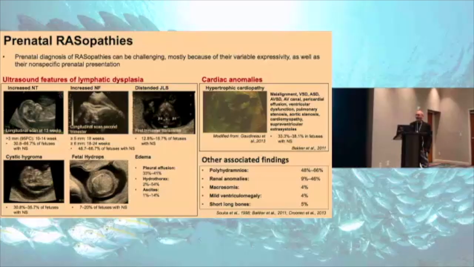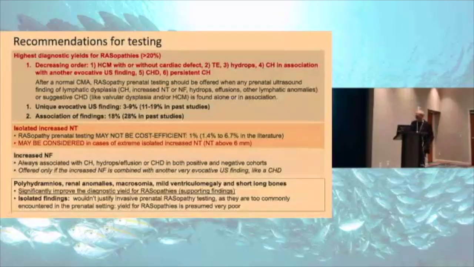Cardiac abnormalities are very common, 30-40%. They include specific structural abnormalities, pulmonary stenosis, hypertrophic cardiomyopathy, and also fetal arrhythmia. Other associated findings are polyhydramnios, which is an increased volume of amniotic fluid, specific renal abnormalities, macrosomia, we have heard about it, some mild central nervous system abnormalities like mild ventriculomegaly, and shortening of long bones.